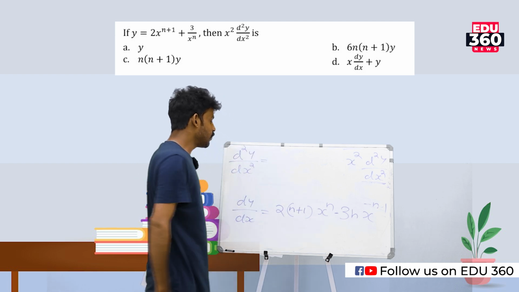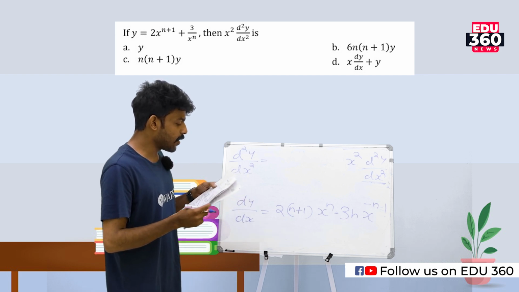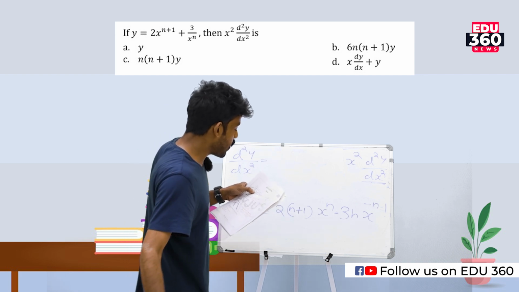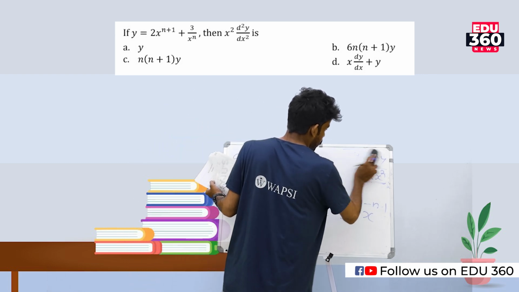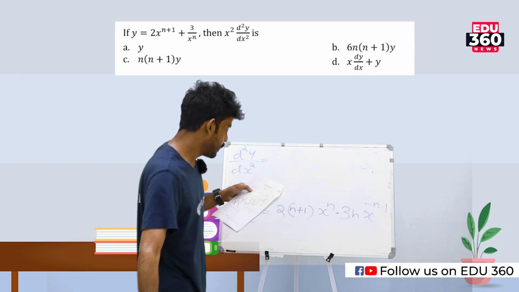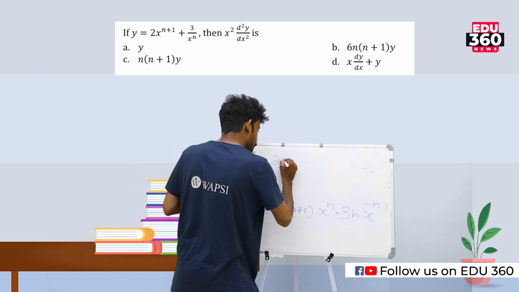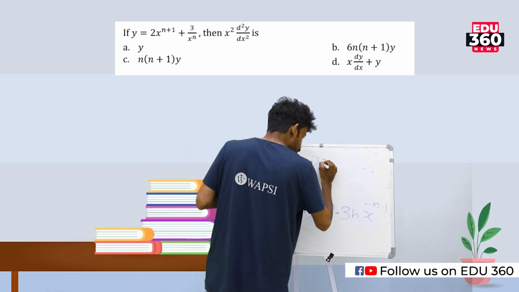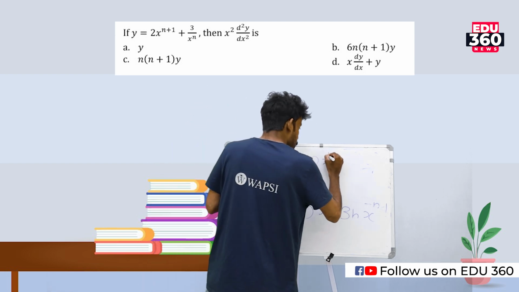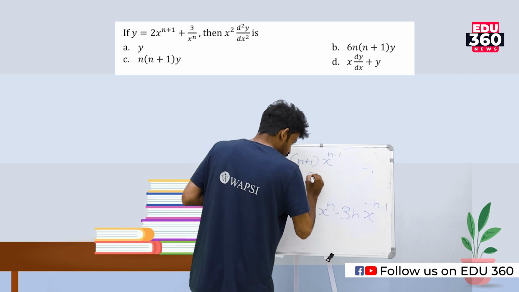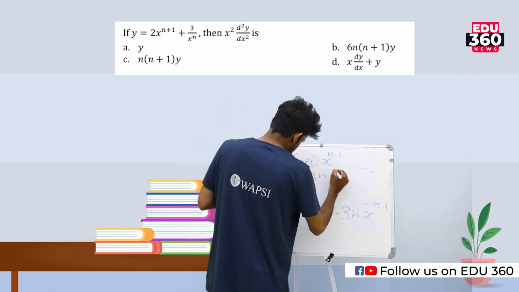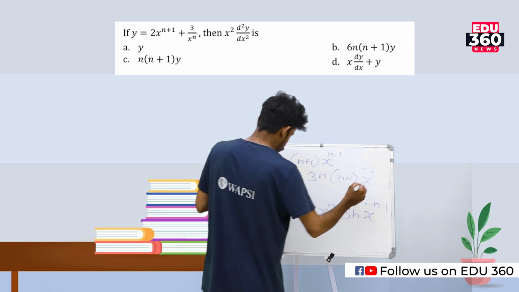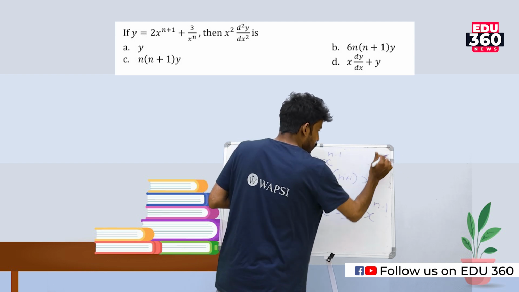We can find d square y by dx square. Again, we are going to differentiate this with respect to x. So we will get 2n into n plus 1 into x raised to n minus 1 plus 3n into n plus 1 into x raised to minus n minus 2.